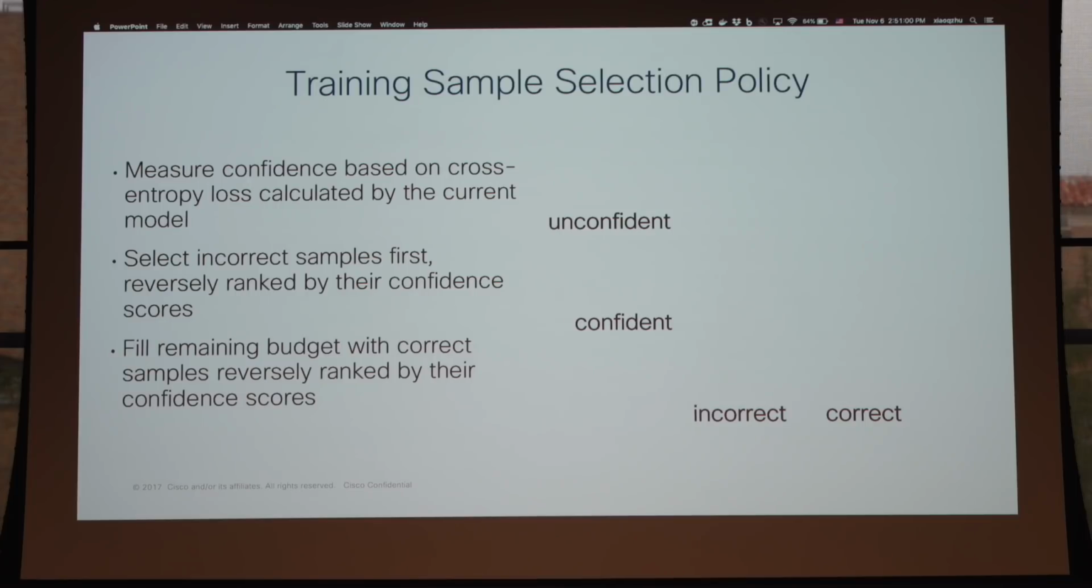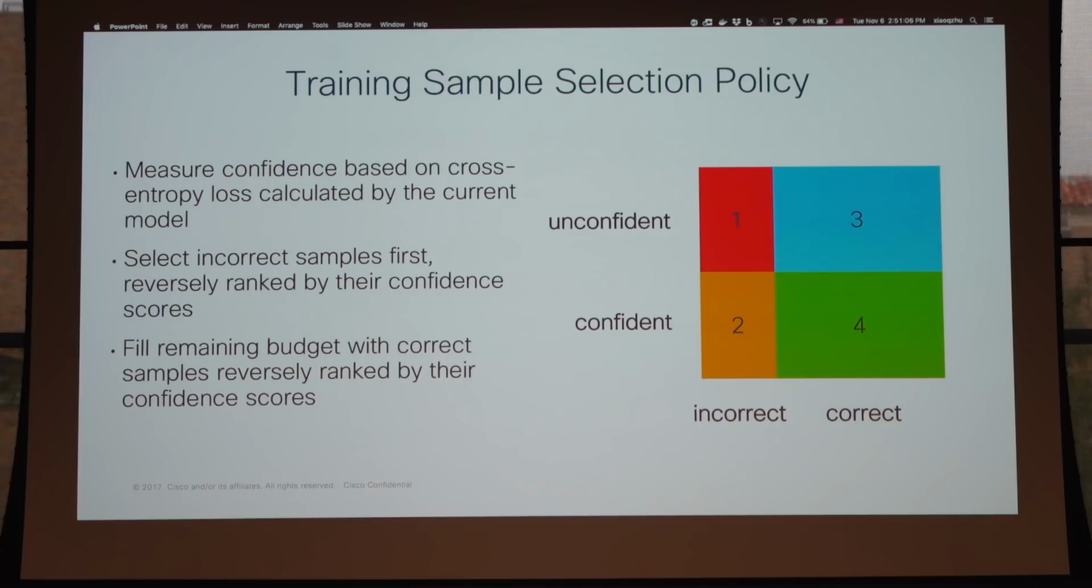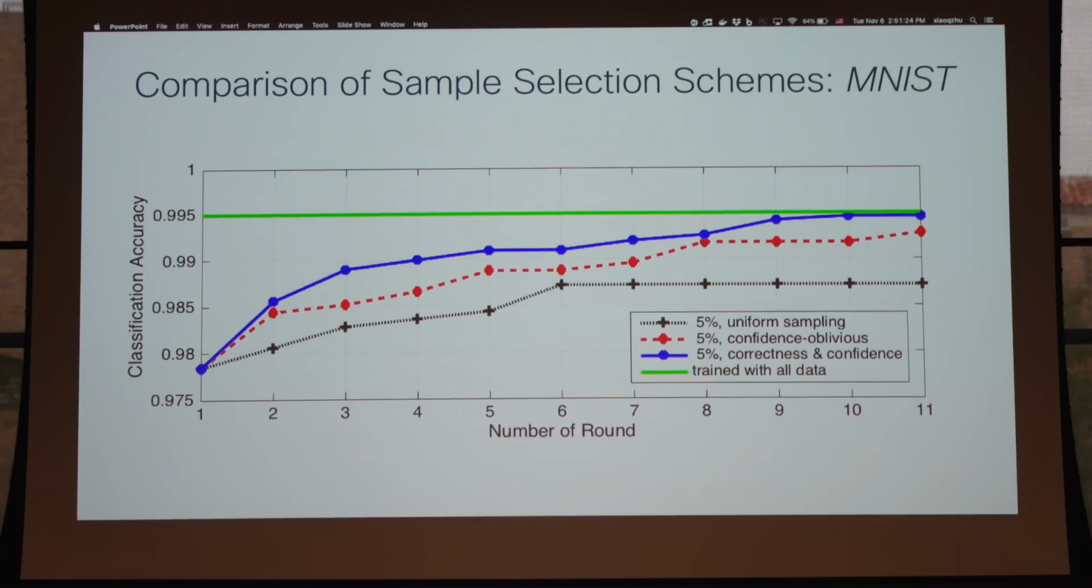And then for the rest of the correct samples, we will prioritize transmitting the ones that are measured as not confident. So visually, the sequence of how we go through the collection of training samples goes like this. I made a gross simplification here because obviously, confident versus non-confident is not a binary choice. As I mentioned before, everything is ranked per score.